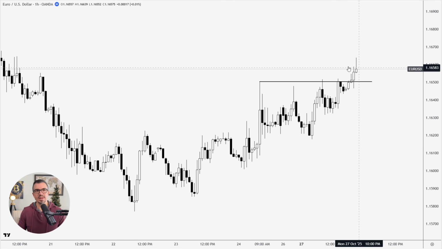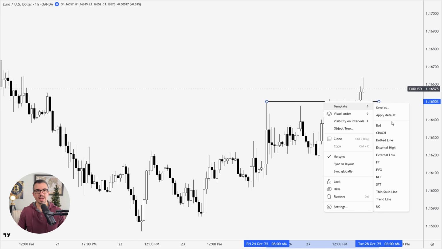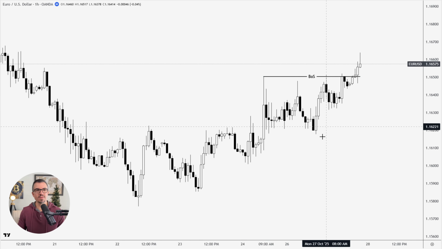Now right there, we did have a confirmed breakup structure here on the hourly. So we can mark this as our BOS. Okay, so that is a confirmed BOS here on the hourly close above. Again, wicks do not count. So now from here, we have a confirmed external low because we have that breakup structure. We know now that this is in fact our external low.